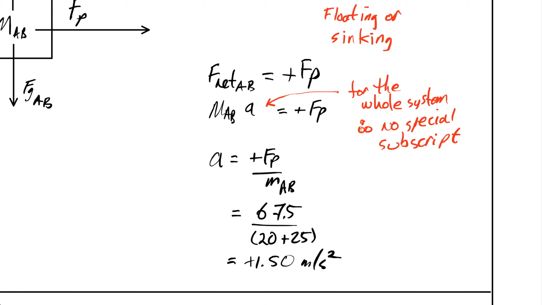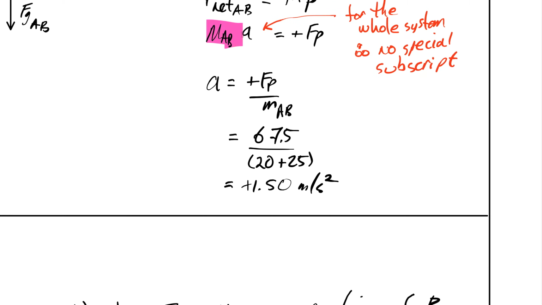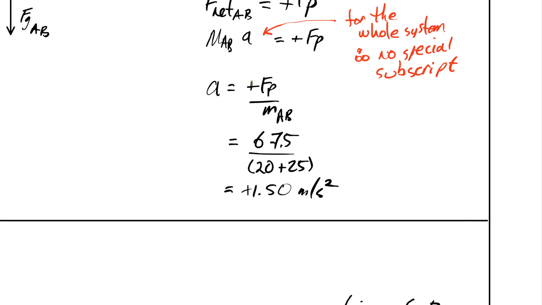Of course, thanks to Newton's second law, F net is equal to MA. But you're going to notice something, no subscript on the A. And the reason why is because the acceleration is the same for both objects, for object A and object B. Hence, no special subscript is required. Isolating for the acceleration, we know that MAB is attached through multiplication. The opposite of multiplication, of course, is division. And we get an acceleration of positive 1.50 meters per second squared.